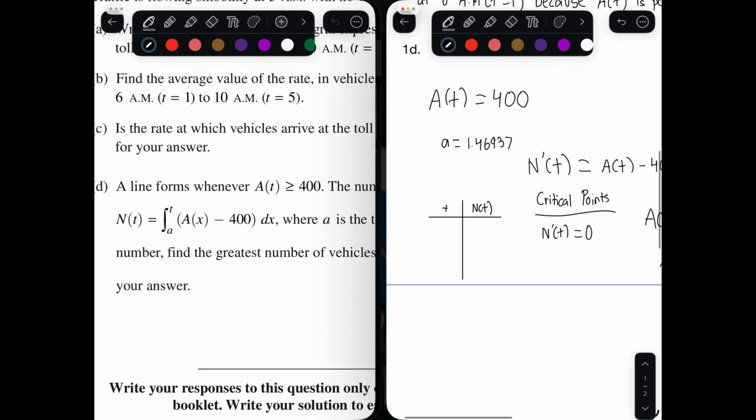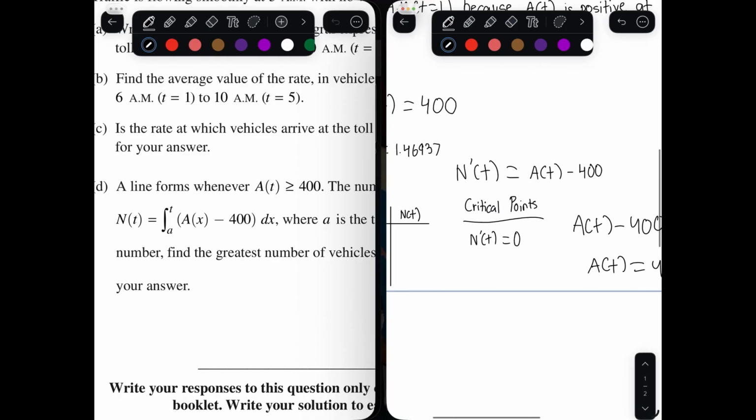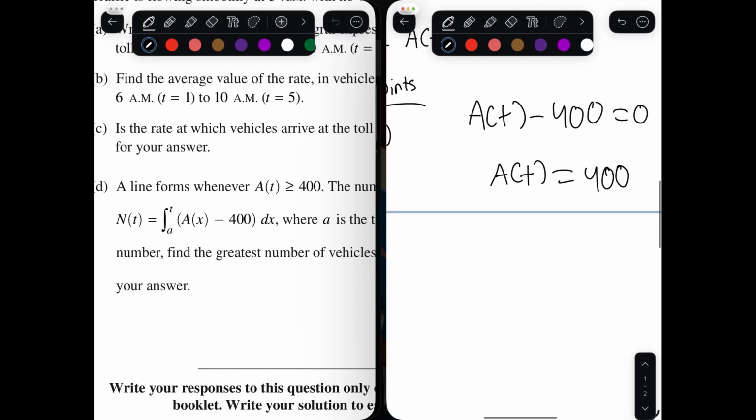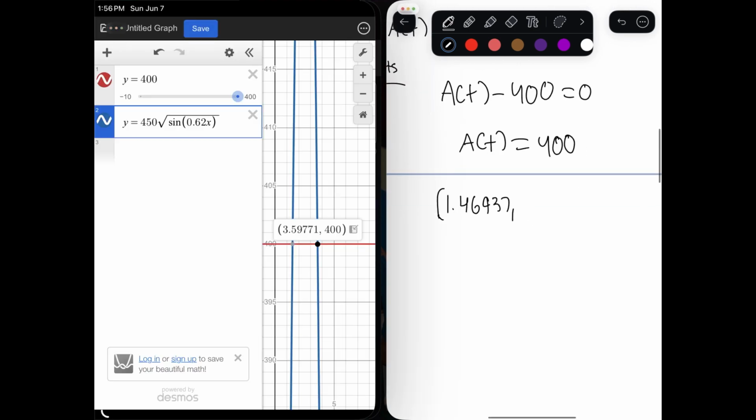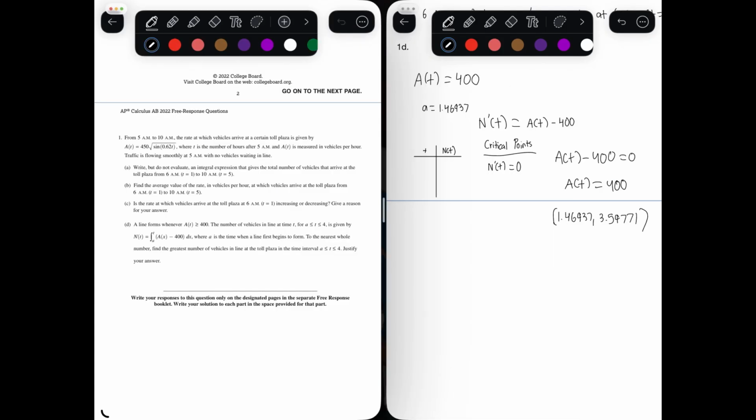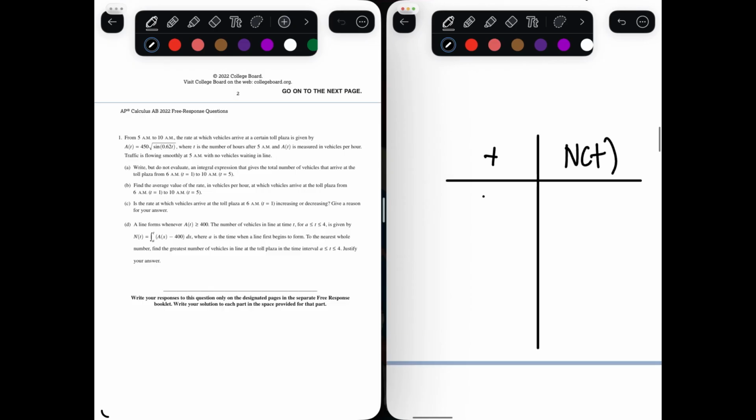And we already saw this earlier, if you noticed. The two points were 1.46937, and now this is where the other point comes in handy, 3.59771. And I wouldn't round just yet. So I'll plug in my values for t. So 4, which is your endpoint. I would label these.